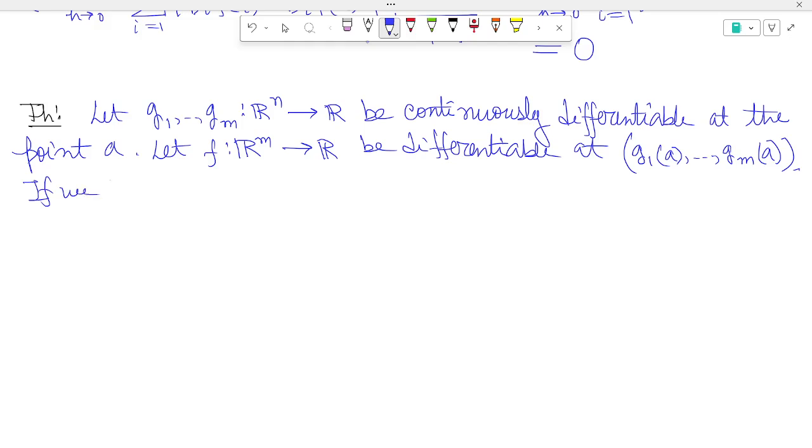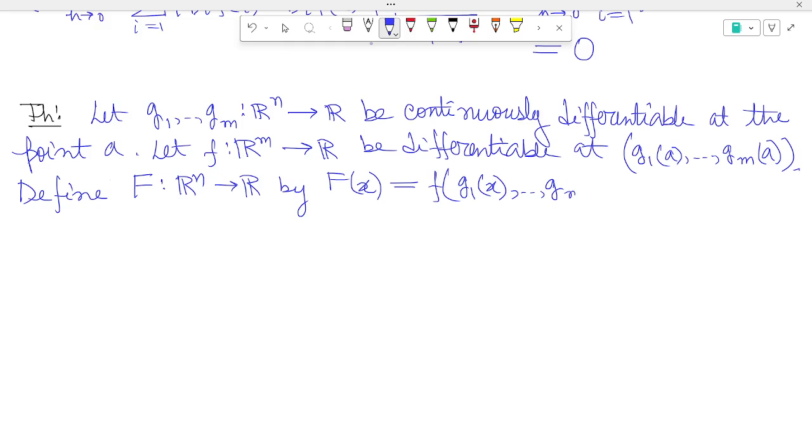Then define f from R power n to R by f of x is f of the composite function of f. Then what is the DIF? Partial derivative. Okay. It is a very trivial corollary, you can say.